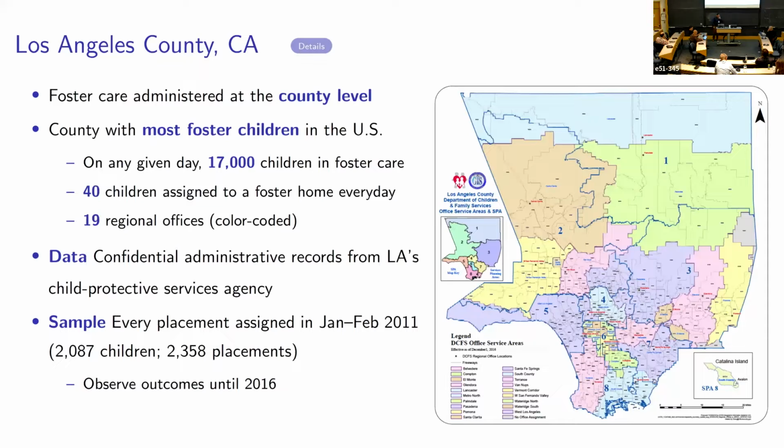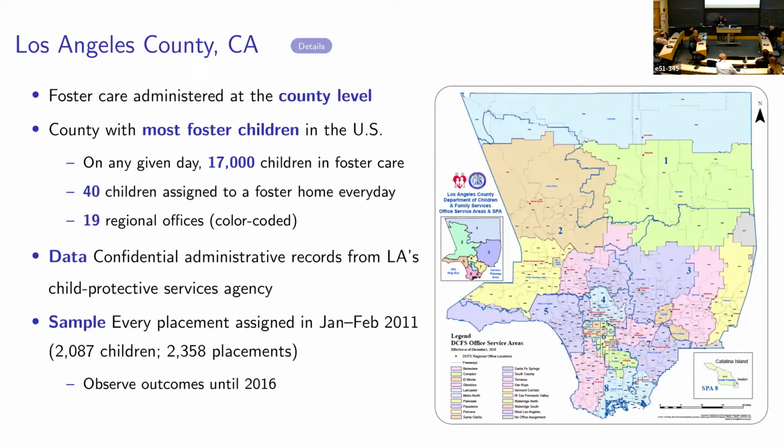On any given day, there are around 17,000 children in foster care in Los Angeles, and around 40 children are assigned to a foster home. This includes the children entering the system and the ones being reassigned. Now, the county is so large, if you've ever been to LA, that it's divided into regions. Children are assigned to the regions where they live, where their mother lives, and their cases are managed by regional offices. The county is split into 19 regional offices. On average, 2 children are being placed every day of the week, Monday through Sunday, within a region.